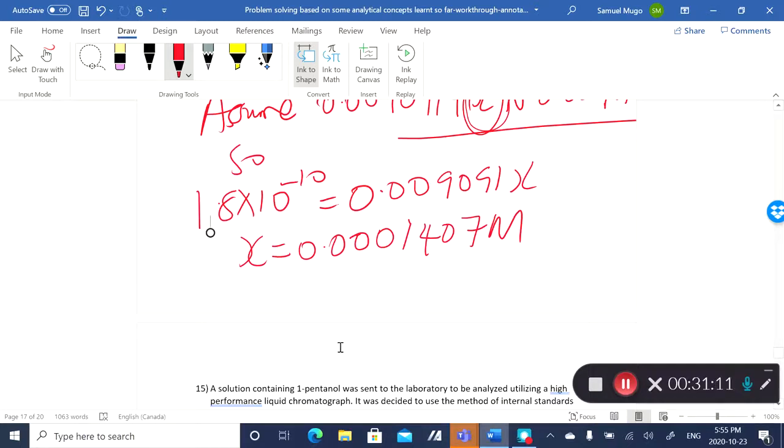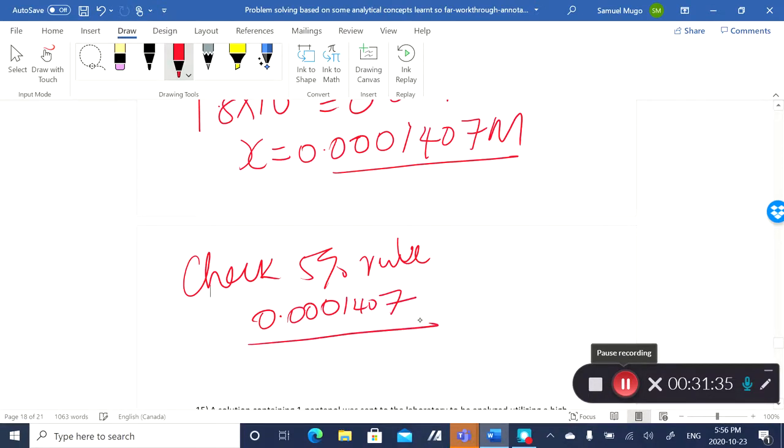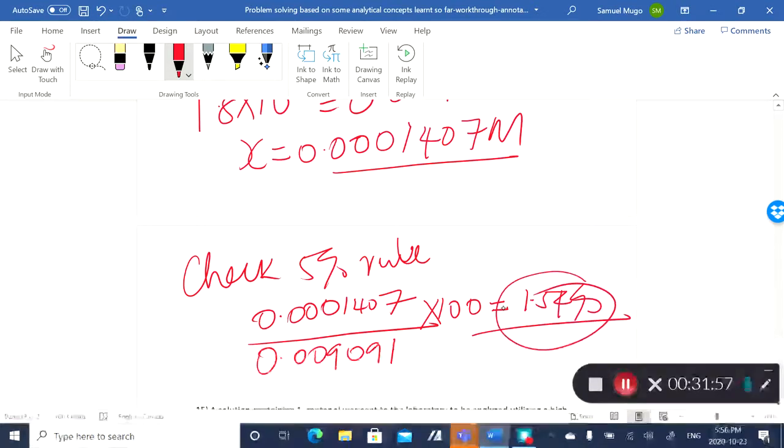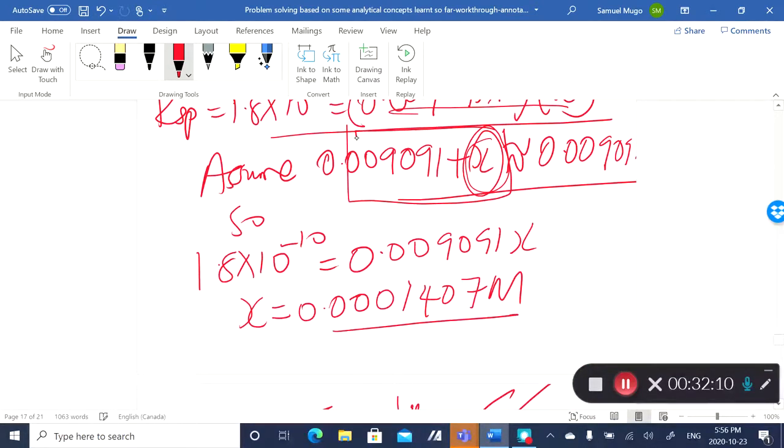And remember, you always have to check the 5% rule. So check if we should have made that approximation, the 5% rule. Which means my number here, 0.001407, divided by the formal concentration. And my formal concentration was 0.09091. And you can see I multiply that by 100 and I'm getting only 1.54%. And so you can see it's much smaller, much less than the 5%. And so this approximation was correct. To make that assumption was correct.